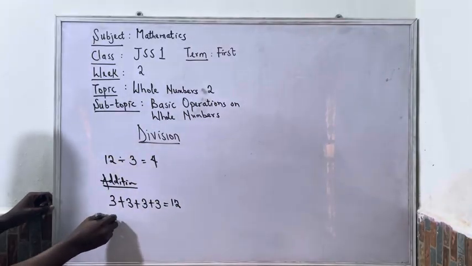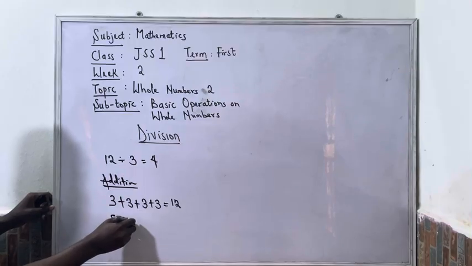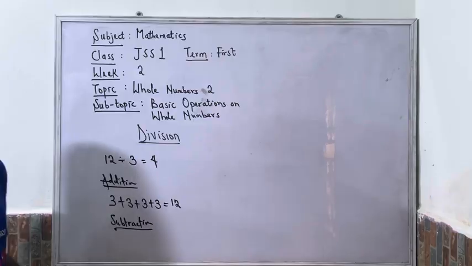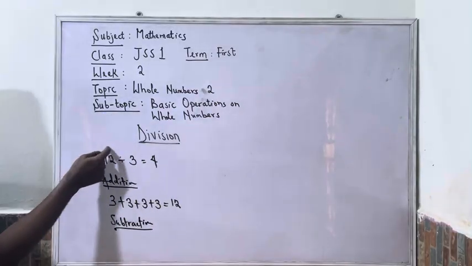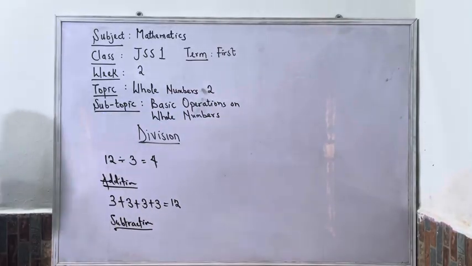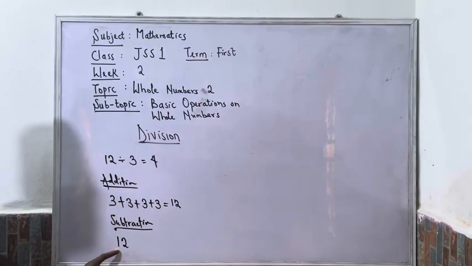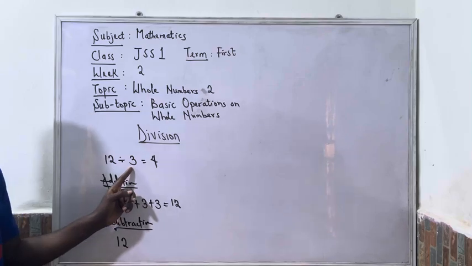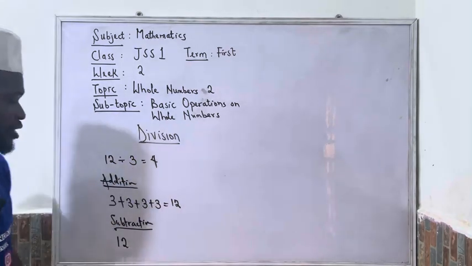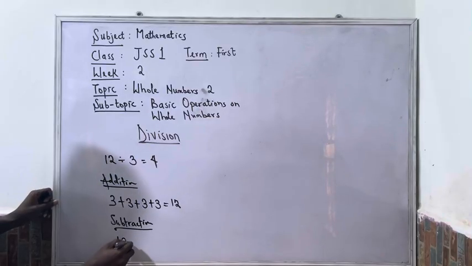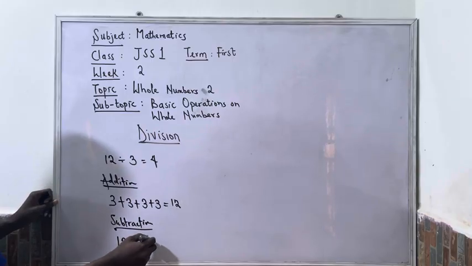So you can also use the method of subtraction. When you are using subtraction, you are going to start with the actual number itself. We start with 12. So let's see how many times we will have to subtract 3 before we get to 0. That's 12 minus 3, which will give me what? That will give me 9.